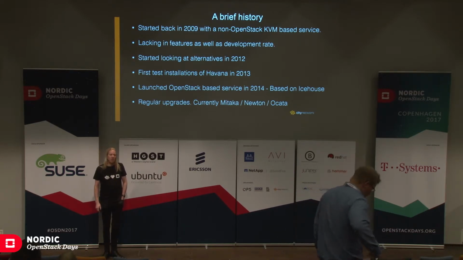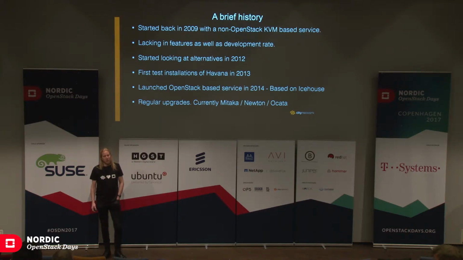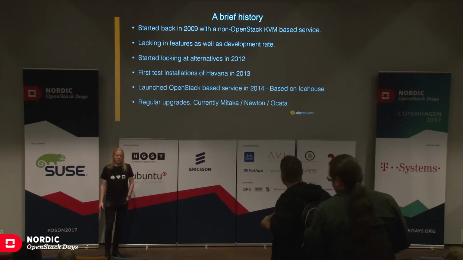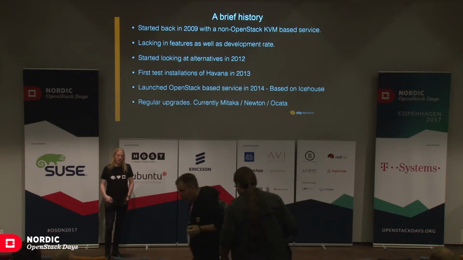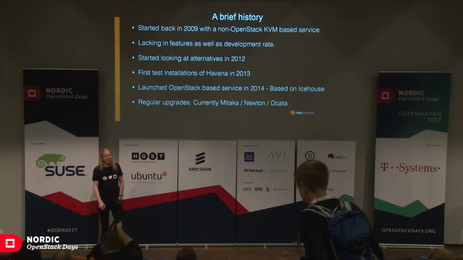Let's talk for a brief moment about the history: where did we come from and where are we today? We started out back in 2009 with infrastructure as a service, and that was a non-OpenStack, KVM-based service. It worked pretty well. Virtual machines did work, and the customers were pretty much happy, but we were still lacking a lot of features that we really wanted. Also, we didn't really like the development rate of the product. This was a commercial product, not open source. We couldn't start implementing our own features. So we really needed to start looking for an alternative, and we did that in 2012.